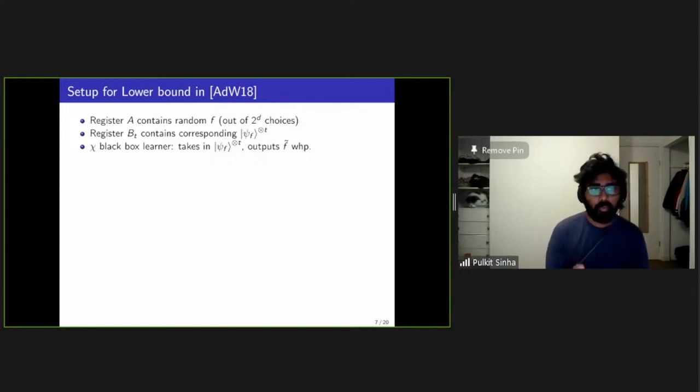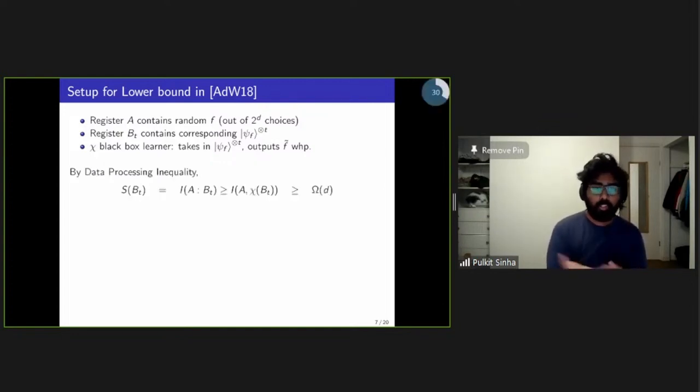So in this setting, what one can do is apply this black box learner chi onto the register B^T and then output a hypothesis for the classical register A. Now, the goal here was to come up with a contradiction for smaller values of T to get a lower bound. So let's see how to do that. Step one is to obtain this inequality. The first equality can be obtained by simply expanding out the mutual information in terms of von Neumann entropies. The middle one is just the data processing inequality. And the rightmost one is obtained by considering chi(B^T) as a classical register. And then since A is also classical, you can just use classical information theoretic techniques to obtain this lower bound.